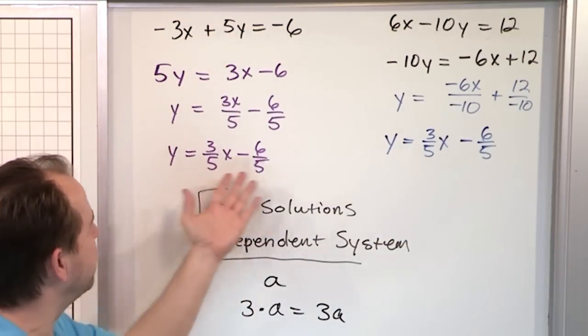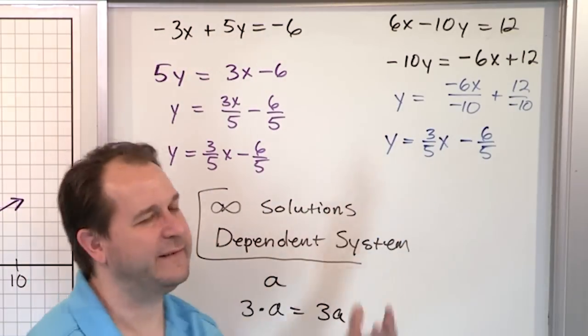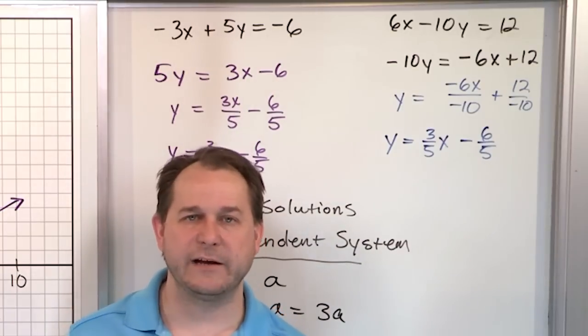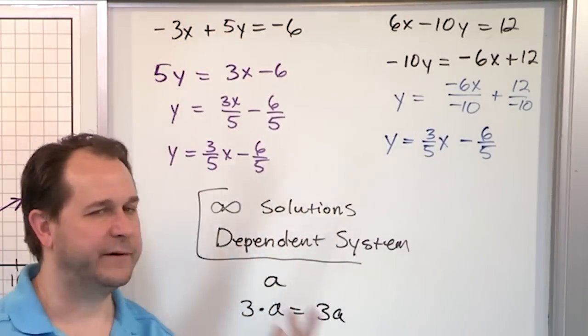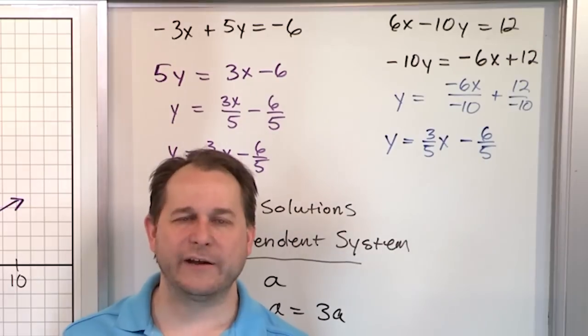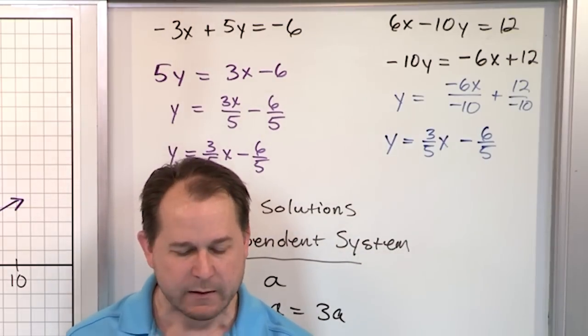So what we've shown by solving for y is that they're the same exact thing. But we call them dependent equations because this one's a multiple of that one. So it doesn't lead to the regular, normal kind of solution that you want to see.